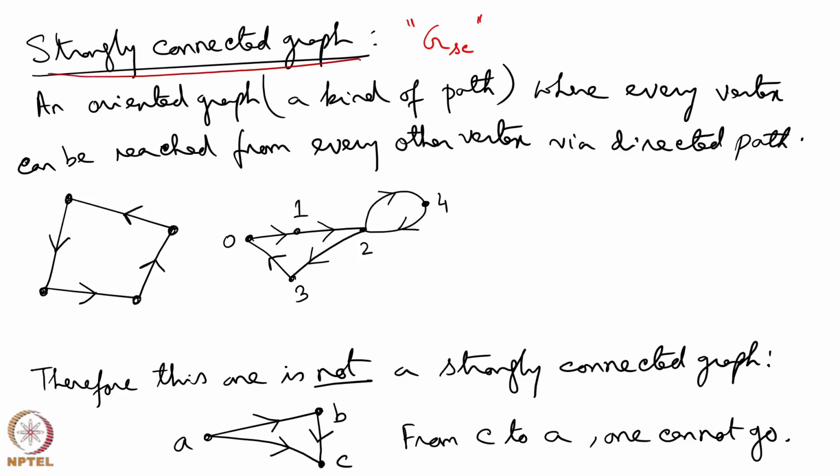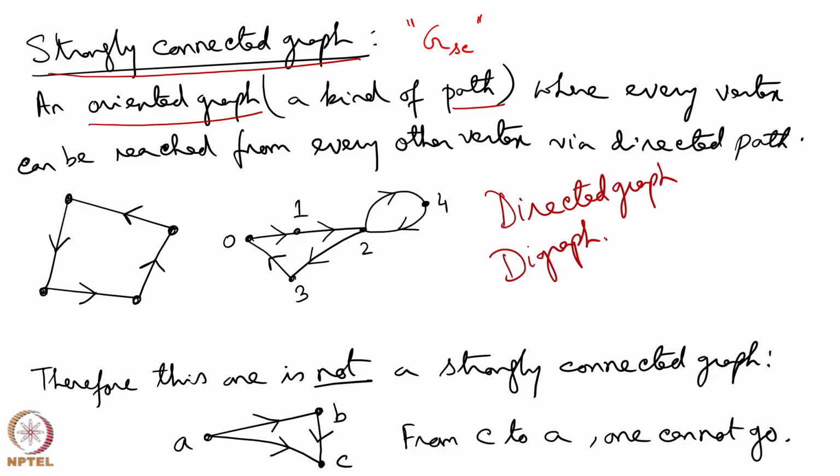An oriented graph, or a kind of path basically, where every vertex can be reached from every other vertex. Once we say oriented graph, we essentially mean a directed graph or digraph. Read the definition again. We are starting from vertex 3. From vertex 3, I can reach vertex 0, vertex 1, vertex 2 following the arrows. From 2 I can reach 3 again, and from 2 I can also reach 4.